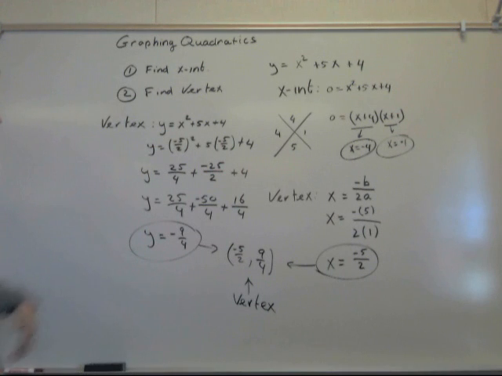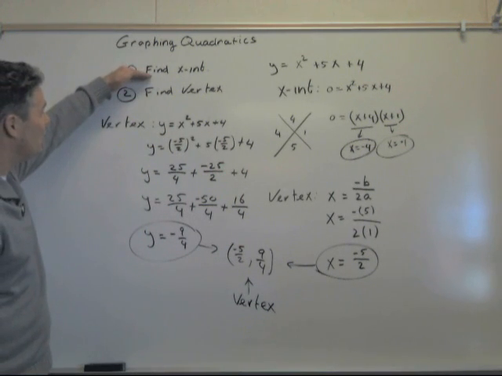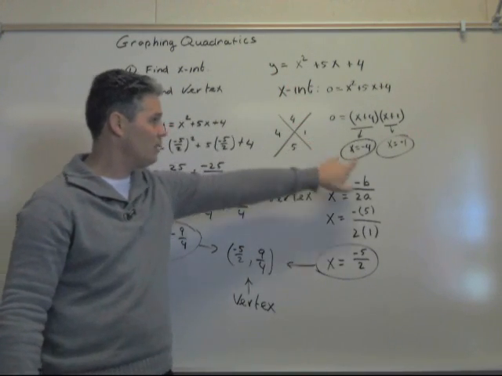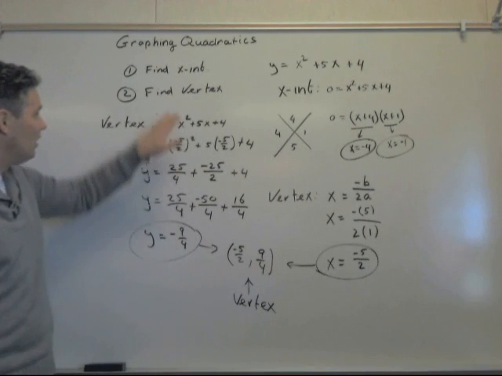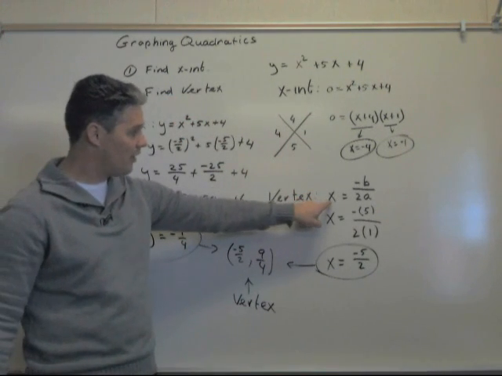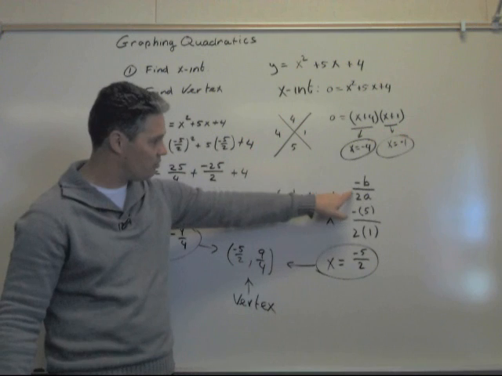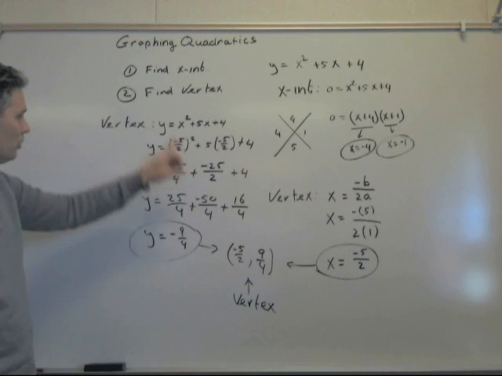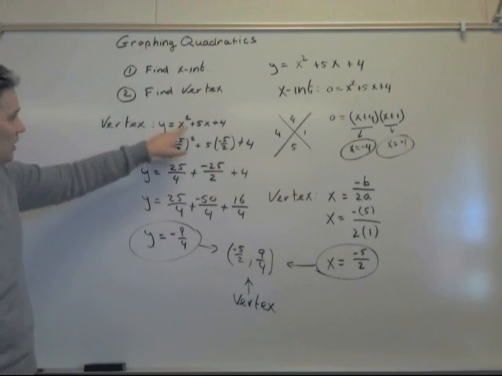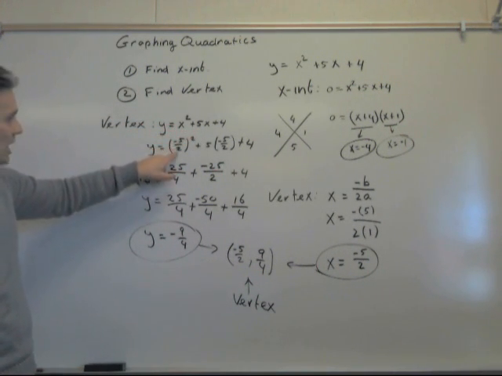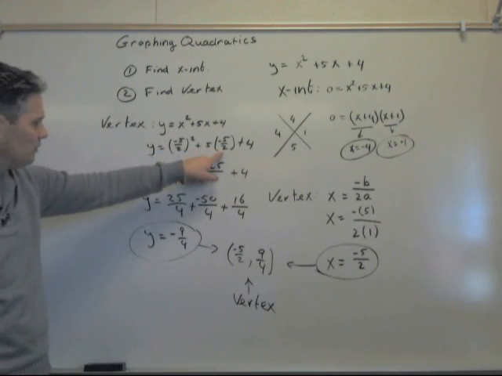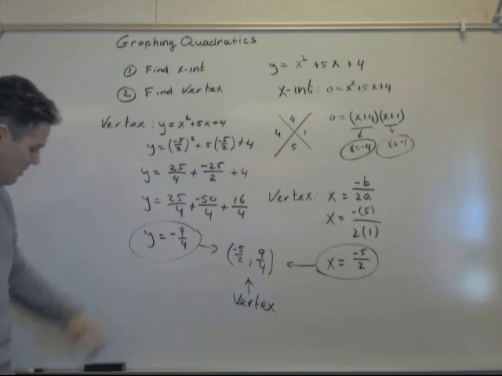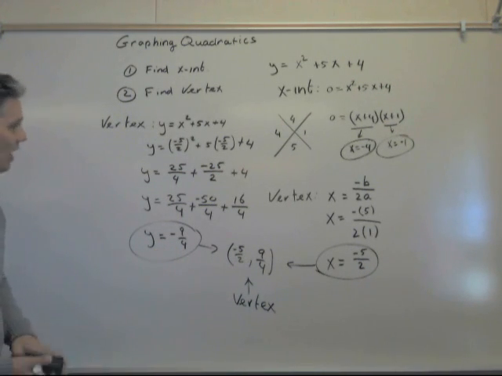Okay, so let's go over the steps one more time. First I found the x-intercepts. We did that by making the y 0, factoring, and found the two x-intercepts. Then we worked on the vertex. First, find the x-coordinate of the vertex using negative b over 2a. So I found the x-coordinate of the vertex. Then I had to find the y-coordinate of the vertex. So I took the quadratic equation, substituted the x-coordinate of the vertex in for x, solved it, and I found the y-coordinate of the vertex. Now all we have to do is make the graph.